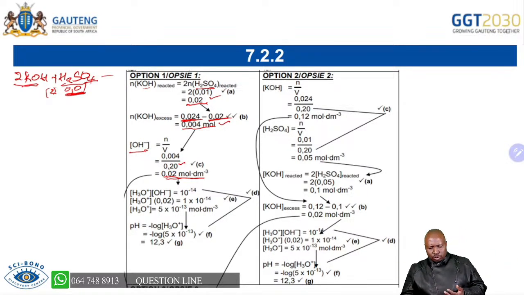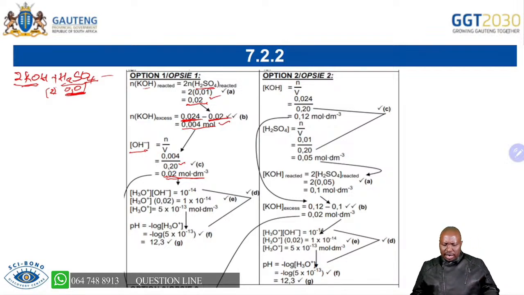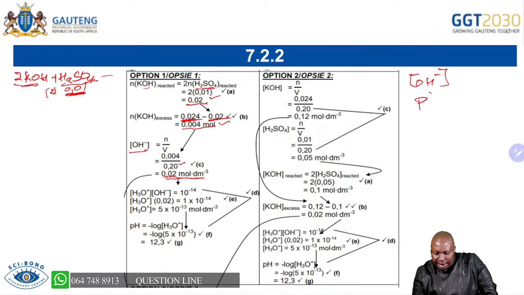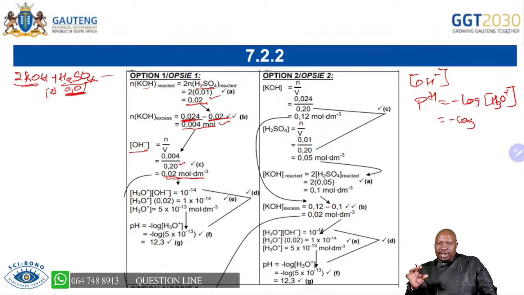Now, you know what to do. These are the options as I conclude. When you have the concentration of OH minus and you want to calculate pH, you can simply say pH equals minus log the concentration of H3O plus. Remember the ionization constant of water: the concentration of H3O plus is 1 times 10 to the power of minus 14 divided by the concentration of OH minus, which in this case is 0.02. So you can put that in your calculator and you will get 12.3.